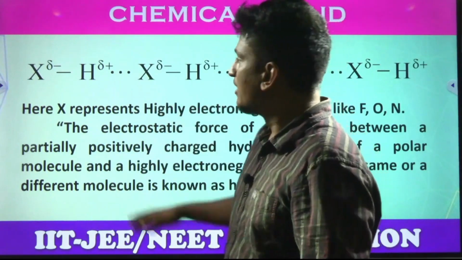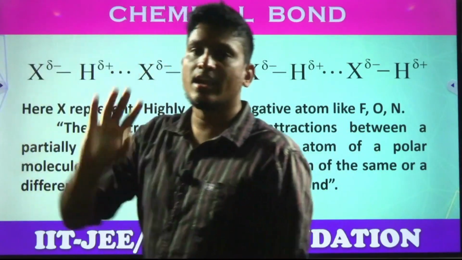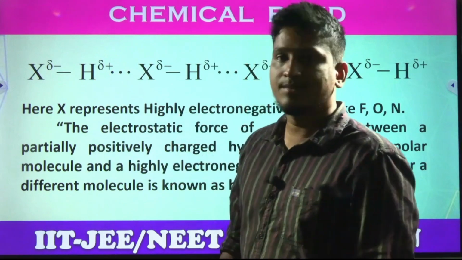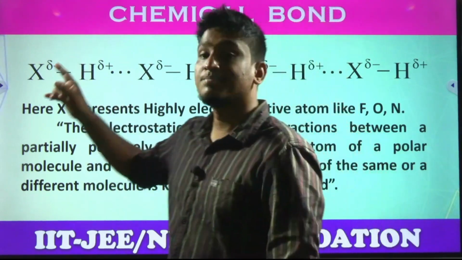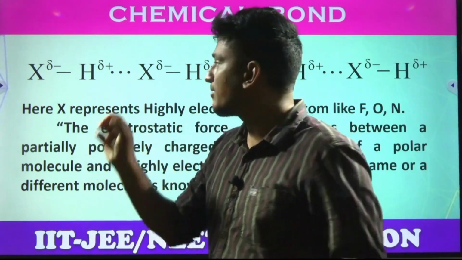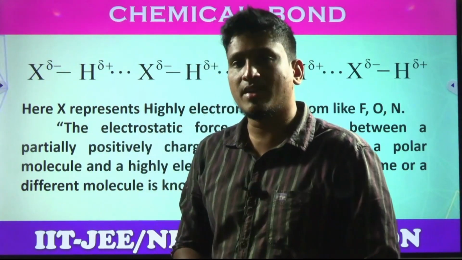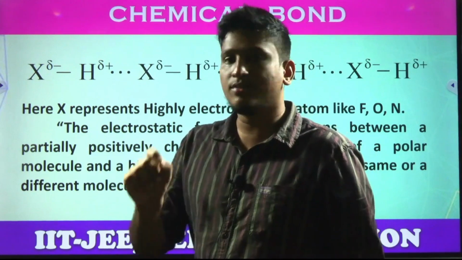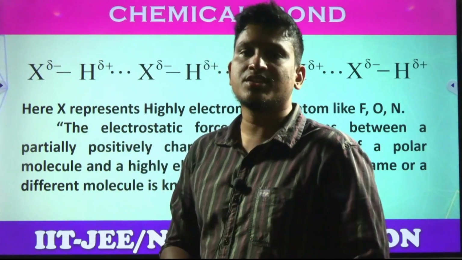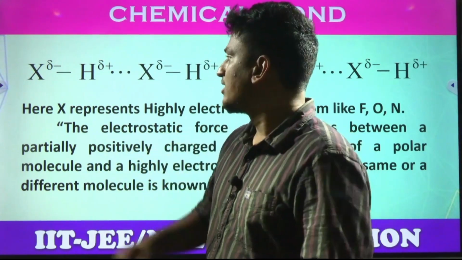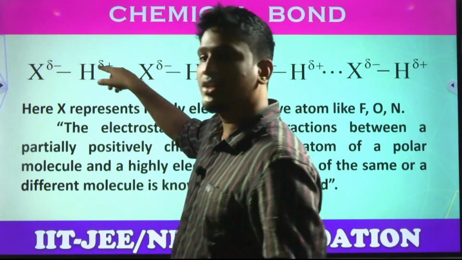Look at the example. For example, X indicates an electronegative element. Hydrogen is bonded to this electronegative element. These partial positive and negative charges are indicated by the symbol delta. So on the electronegative element, what charge will it end up with? A partial negative charge, right? On hydrogen, what is the charge? Partial positive charge. So partial negative charge and partial positive charge.